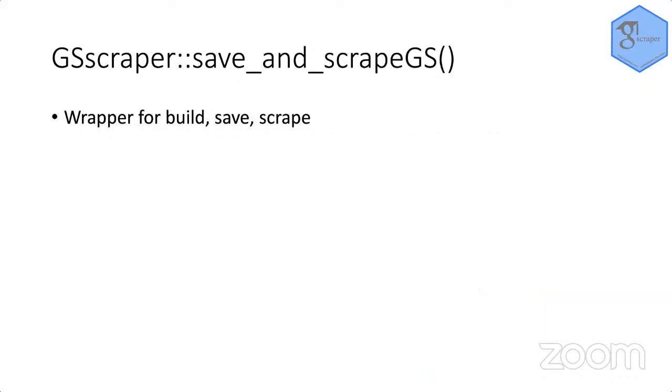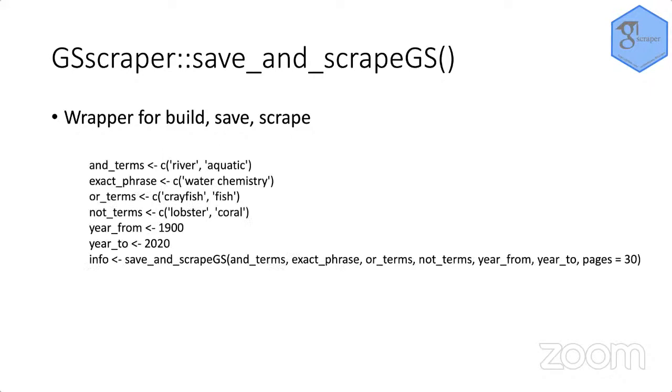And the final function is save and scrape Google Scholar, and that's just a wrapper that takes the building, saving, and scraping functions and pulls them together into one function. So here you can see you just input the terms that you want in your search, and then you can create a global object, in this case info, which is a data frame of as many search results as there are in your HTML files. And this just looks locally within your working directory for any HTMLs and extracts all of the relevant information that's saved as part of that function. So in this case, we're specifying 30 pages of search results, which would give us 300 results.